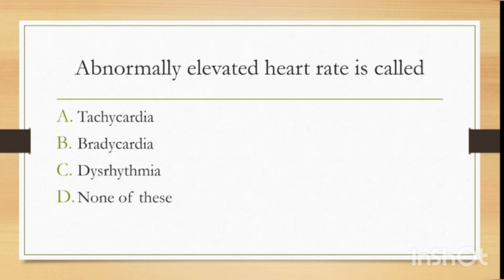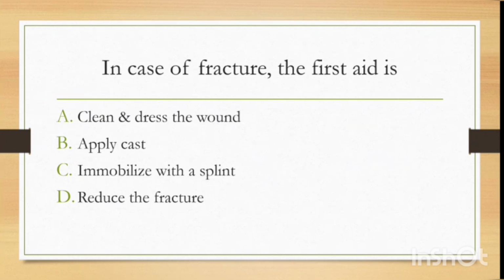Abnormally elevated heart rate is called tachycardia. When the heart rate is more than 100, it is called tachycardia. In case of fracture, the first aid is to immobilize with the help of a splint.